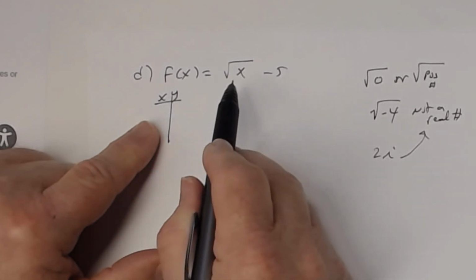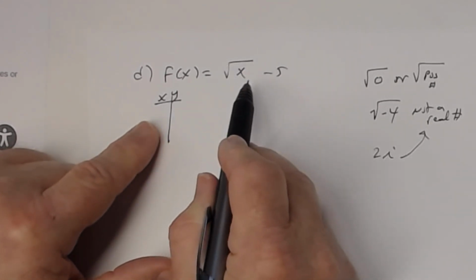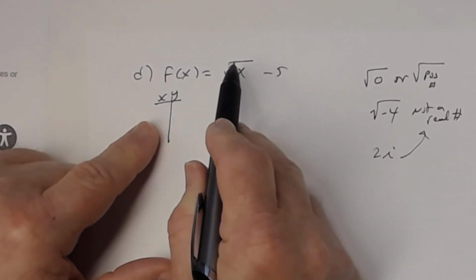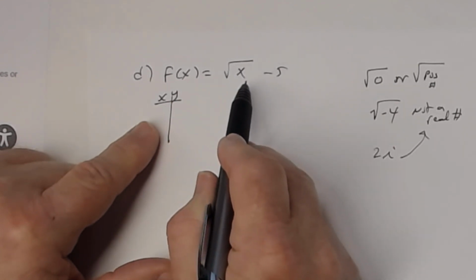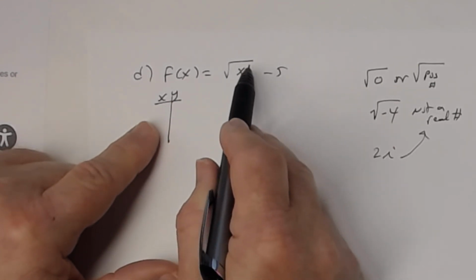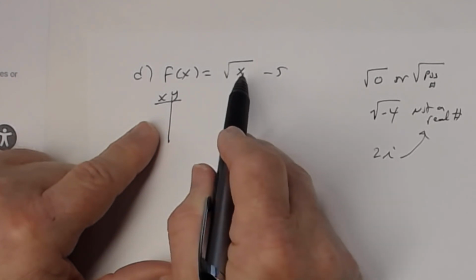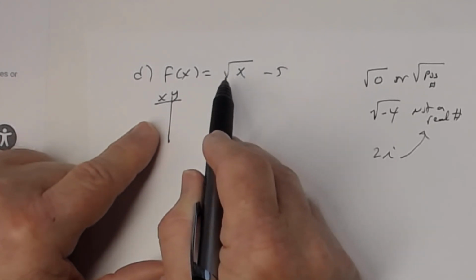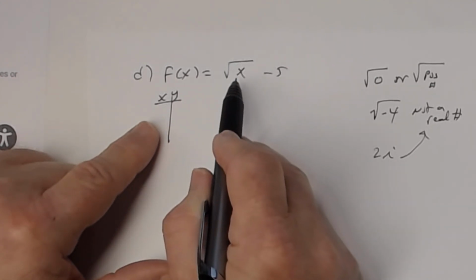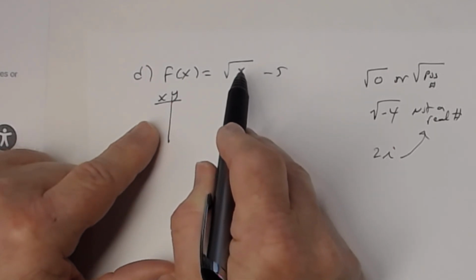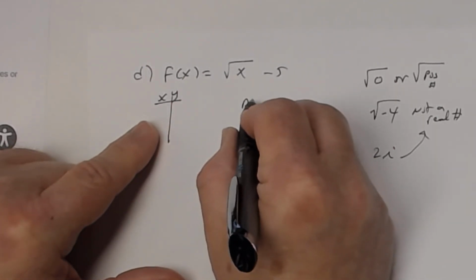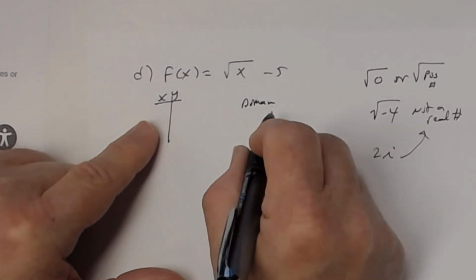So I've got to pick some values for x. So remember, the domain here of the square root of x. You've got to think about this expression here, which is x. I can only take the square root of 0 or a positive number. So when looking at the domain, you've got to think about the domain.